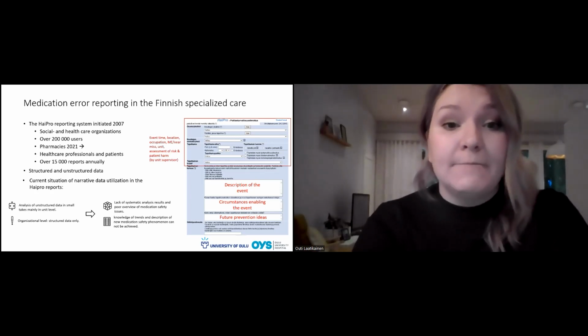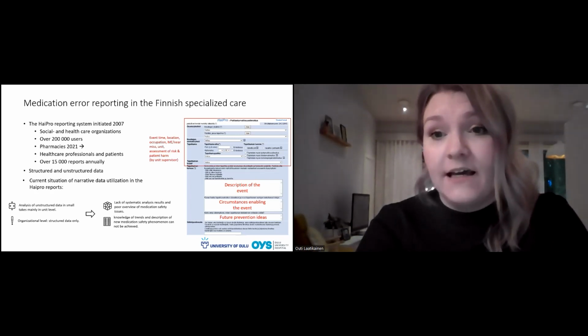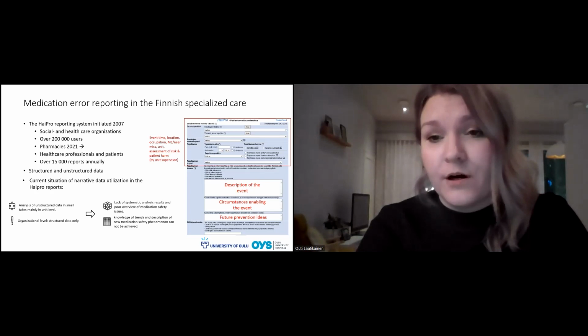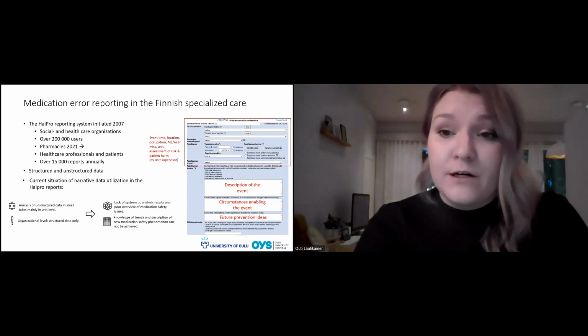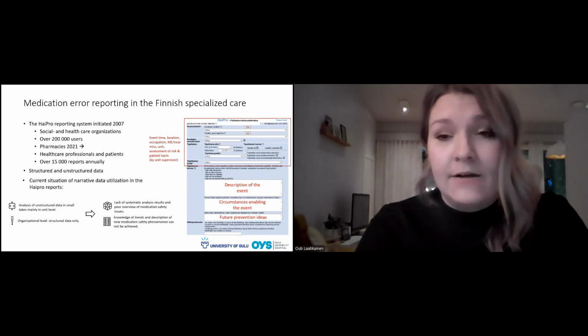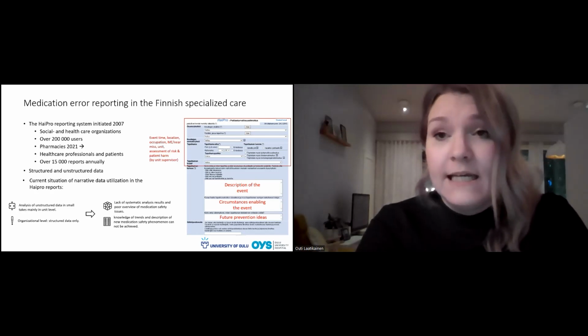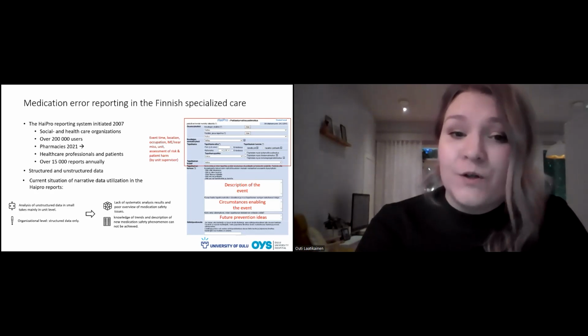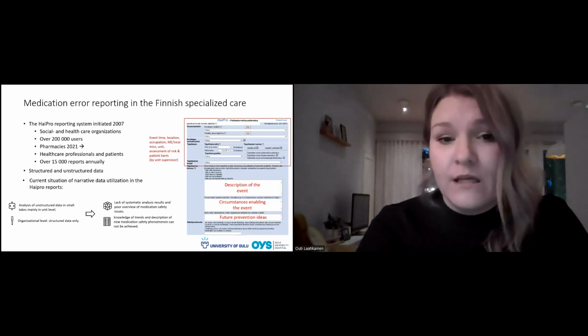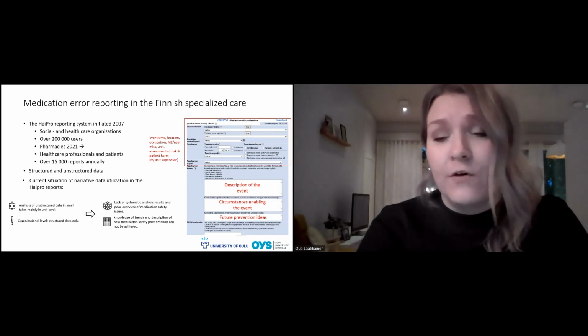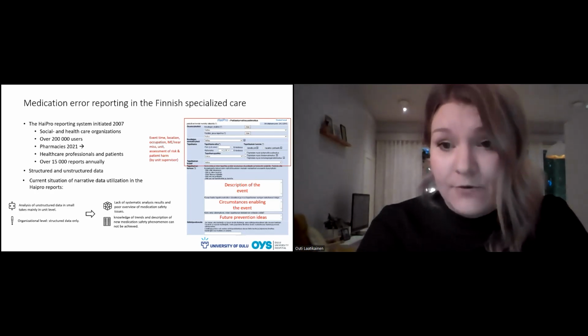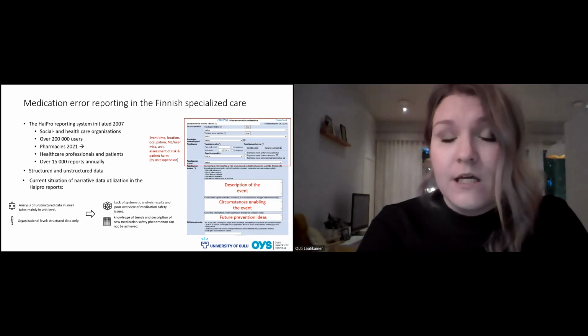Currently, we cannot utilize efficiently the narrative part of the reports, the unstructured part. The unstructured part is mainly analyzed in really small takes at unit level, typically. And on organizational level, we can only efficiently utilize the categorized data. And this, of course, leads to lack of systematic analysis of these medication error reports. We don't get as good an overview of the medication safety issues as we would like to. Also, up-to-date information on trends and descriptions of new phenomena in medication safety is left out in this way of analyzing the reports. So it's not very efficient.